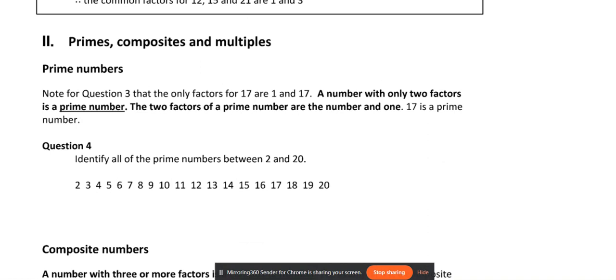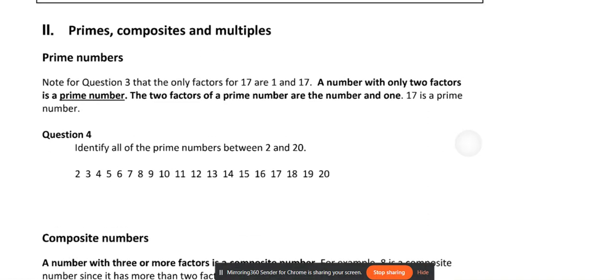Okay, so primes, composites, and multiples. Prime numbers, I already kind of talked about that. Can you guys try this one? Number 4, identify all of the prime numbers between 2 and 20. Can you just circle the numbers that you think are prime numbers?